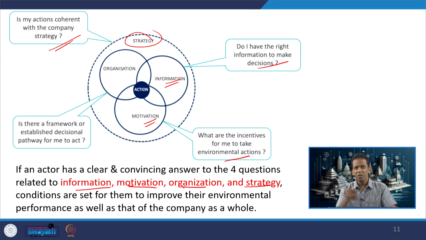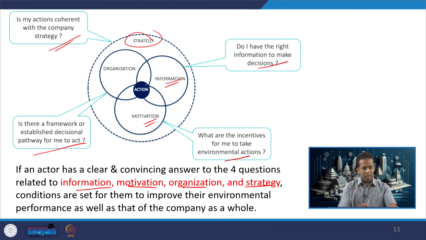Why should the manager or the employees or even the top management think about integrating the environmental front in their corporate culture? What are the incentives for each level of management? That motivation should be brought to the table, so that each level of management thinks of environmental management as an important task. And then, is there a framework or established decision pathway for me to act?